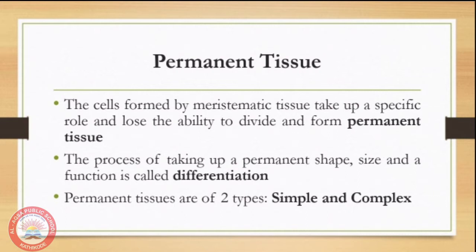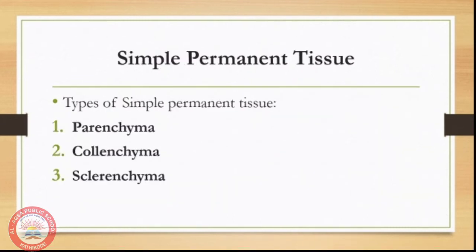Permanent tissues are of two types, simple and complex. Simple permanent tissue consists of the same type of cells, whereas complex permanent tissue consists of different types of cells. Simple permanent tissue are of three types: parenchyma, collenchyma, and sclerenchyma. Let us see the function of each of these tissues and where they are found.